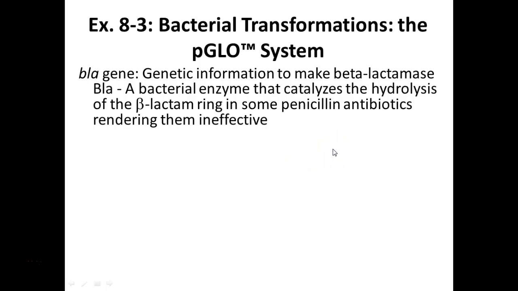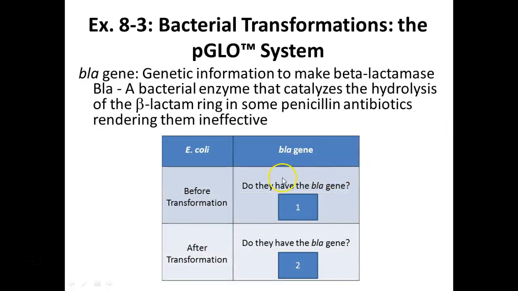So, two important genes, right? The BLA gene, this is to make that enzyme, beta-lactamase, right? To give them antibiotic resistance. Before transformation, does our E. coli have this gene? We're using it as a selective pressure, so it wouldn't do us any benefit if they already had it, right? So no. Before transformation, they do not have this gene. When we transform them, they're going to have it. We're going to give it to them.